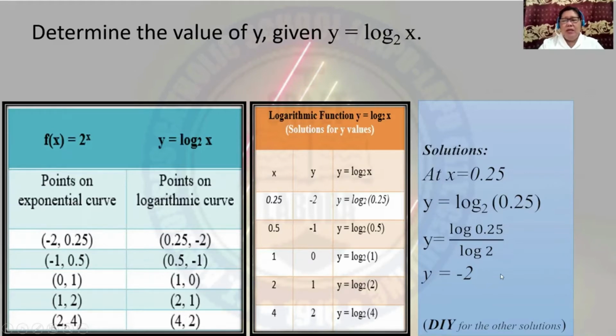Or simply, you can use your calculator. Just press log 0.25 to the base 2 and it will give you -2. That is why we have here y is equal to -2. For the other solutions, you can do it yourself.